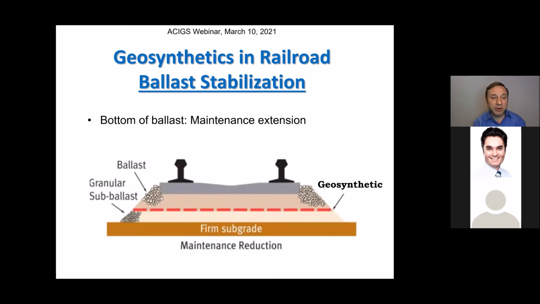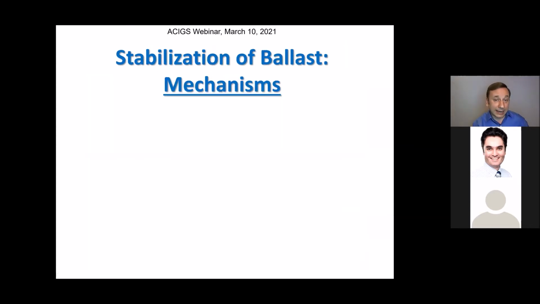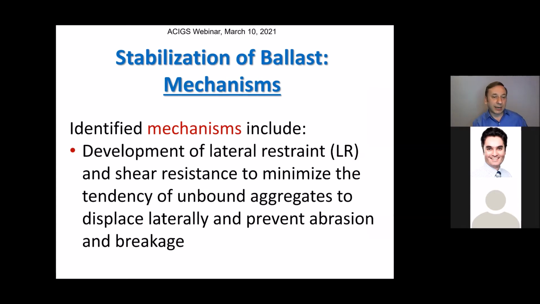So there have been numerous applications of this. A lot of these that you see in these photos, for example, go back to some European applications, and you can clearly see how under the ballast they're laying down a geogrid, either here a rectangular grid, rectangular aperture, or a triangular aperture grid. And this is a typical ballast stabilization application. Again, when we do this, the identified mechanism we need to understand very well.